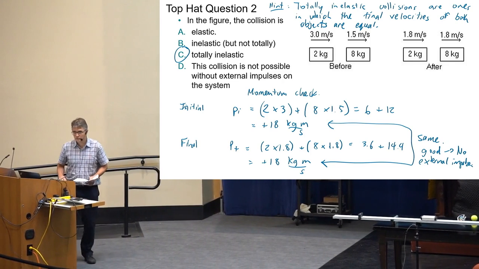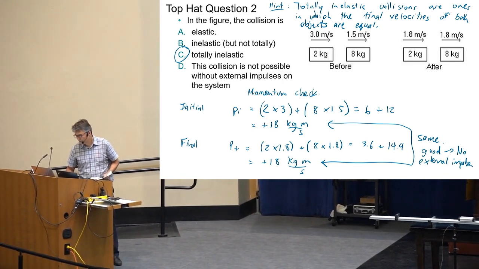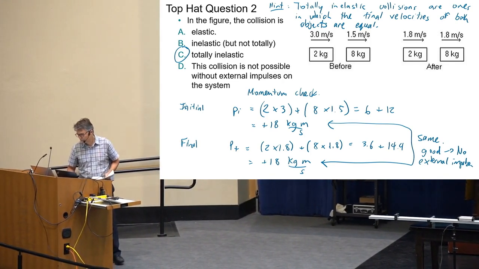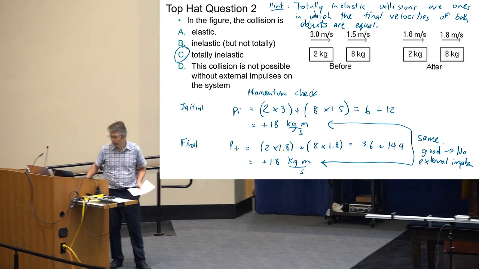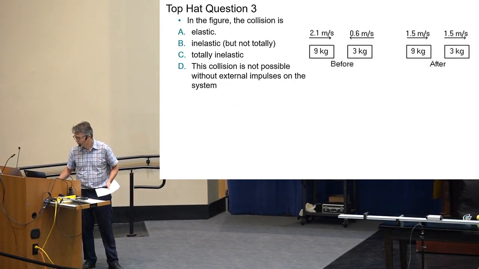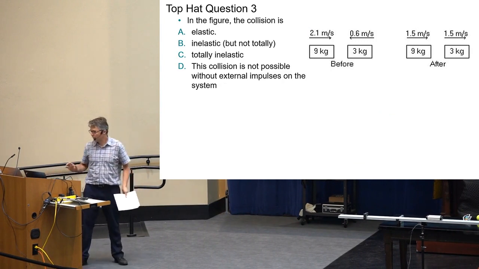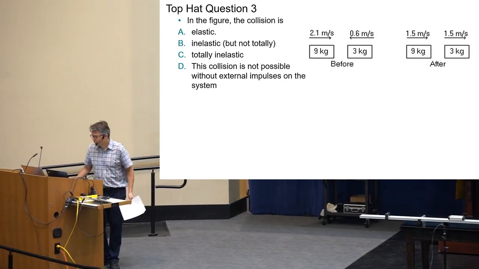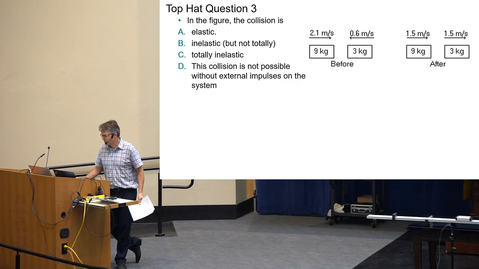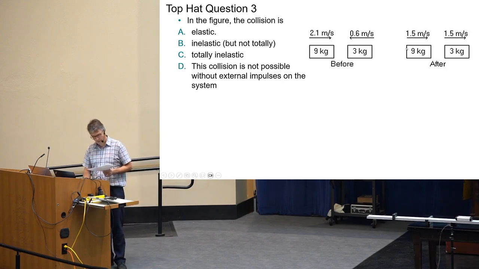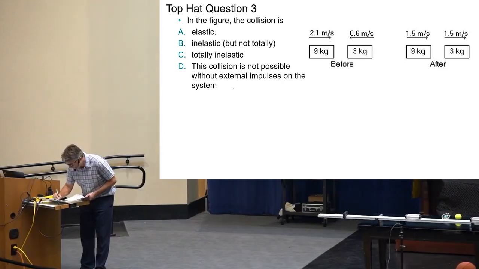Want to do another one? With more data. Ready? Okay. Same exact question, but now there are different mass blocks. A 9 kilogram block is moving to the right at 2.1 meters per second. It hits a 3 kilogram block that's moving to the left at 0.6. And then after, they're both moving to the right at 1.5, actually.